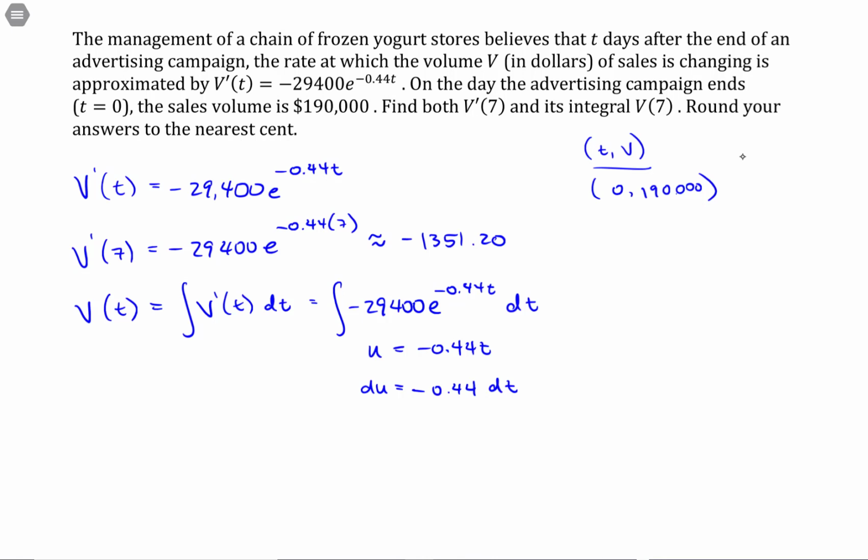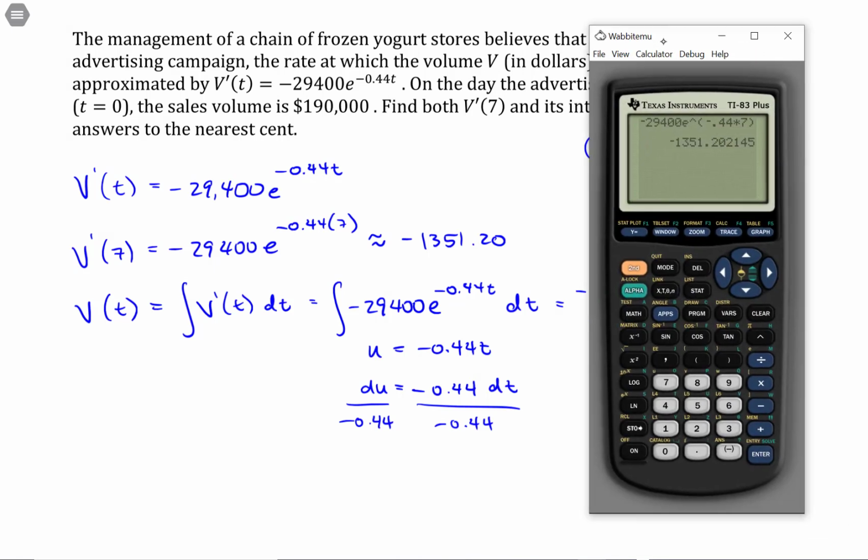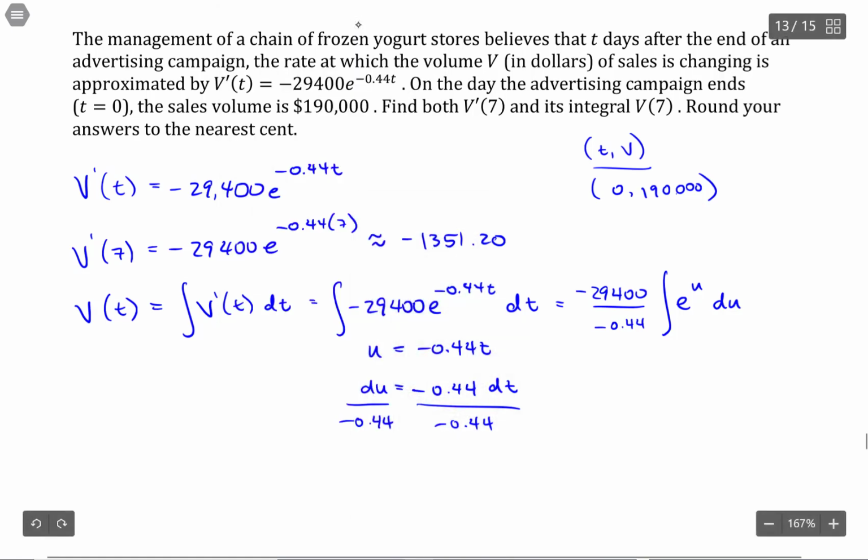Let's just handle these constants like this. So let's just divide both sides by negative 0.44. And so this is going to be negative 29,400 over negative 0.44 times the integral of e to the u du. Now, let's take a look at these numbers here. They look just crazy enough to actually divide evenly. They do not. Okay, never mind that. Sometimes they're set up to where they will. For now, let's just leave it the way it is. Of course, we could make that both positive.